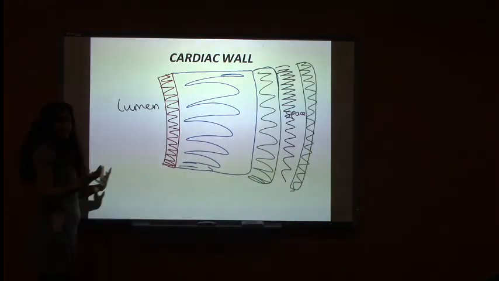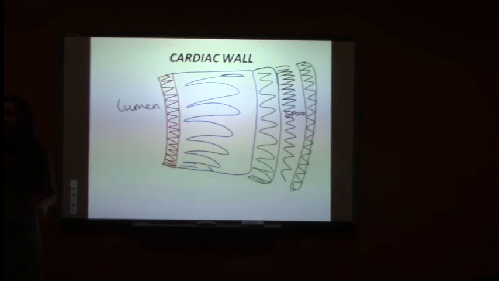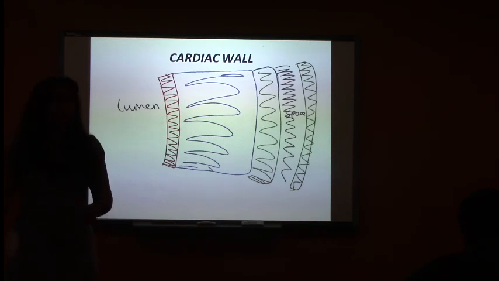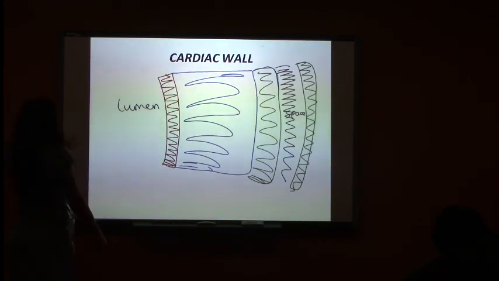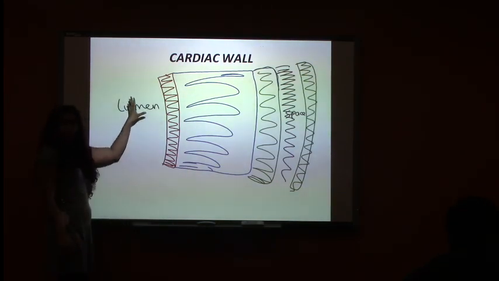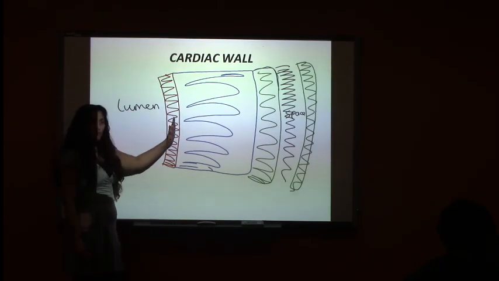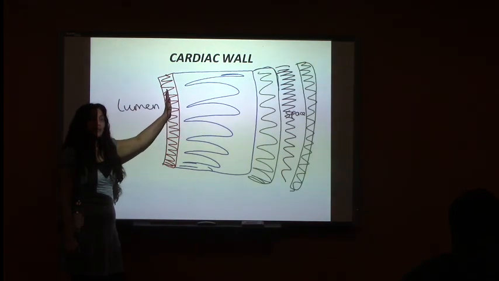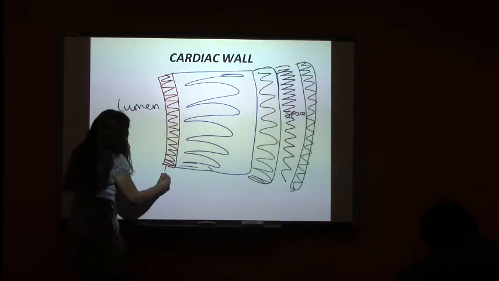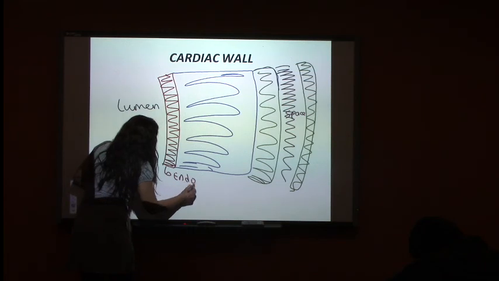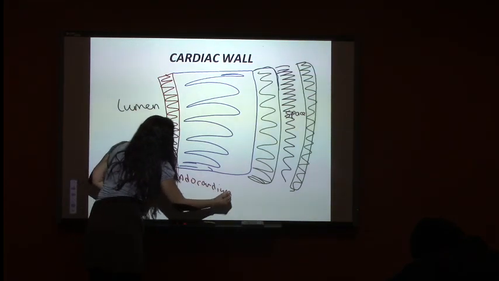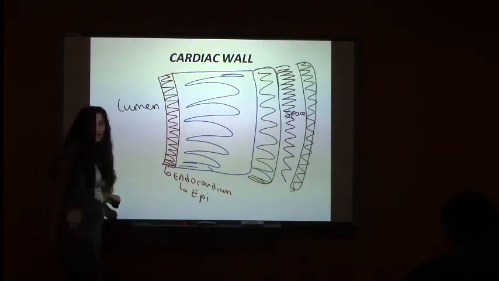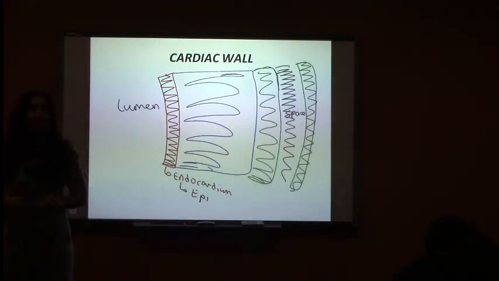When I look at a cardiac wall, regardless if I'm looking at a right atrium, right ventricle, left atrium, left ventricle, they tend to have different layers. That wall has different layers. Here's the lumen. This is the space where the blood would be. The innermost layer, the layer that actually comes in contact with the blood, is called the endocardium. Endocardium is made up of epithelium. It's epithelial tissue.